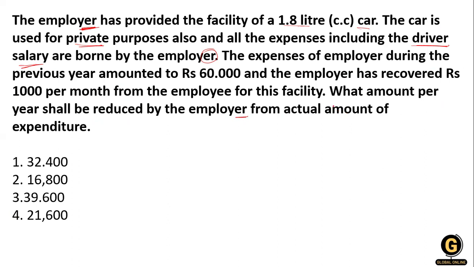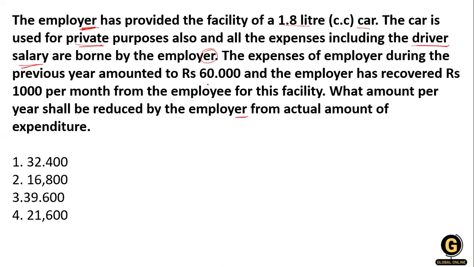So this question is about the facilities given by the employer. This is a business or profession. There is an employer-employee relationship. The employer is providing the car facility, having 1.8 liter CC, to his employee, and he also pays the driver's salary along with that. Now, in this question the motor car is used partly in the performance of duty and partly for private and personal purposes.